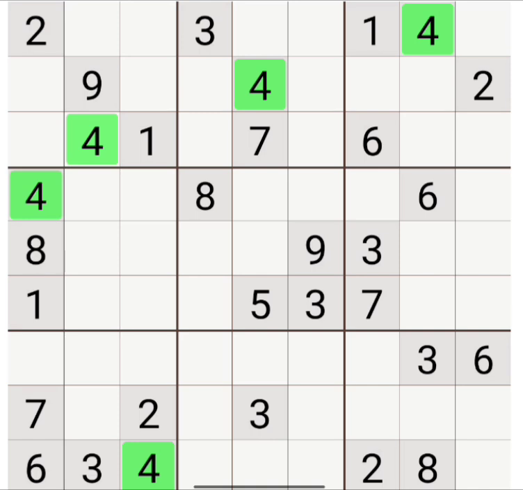Now let us take the last box. In the last box, the corner box, 7 cannot come in these two places and in these two places as well, because 7 is there in the same column and in the same row. Okay, so 7 will come in this place.